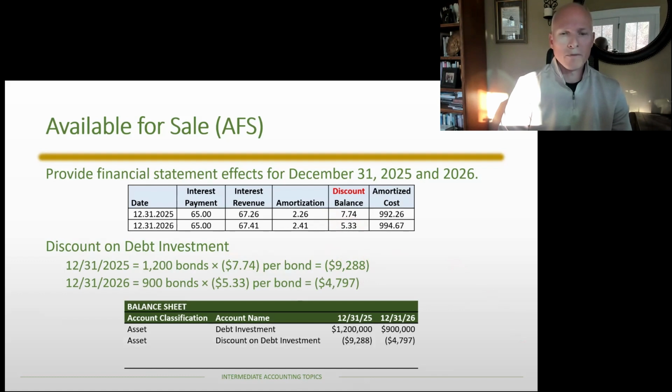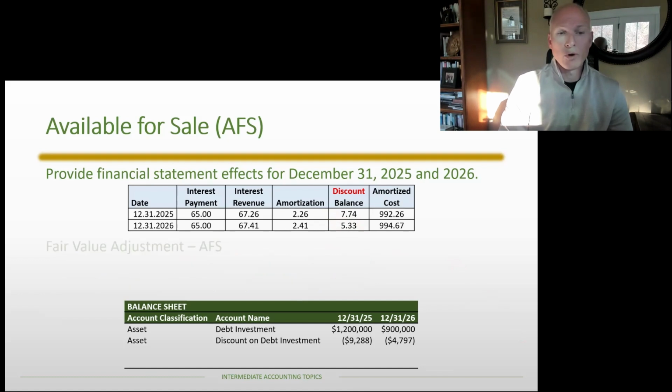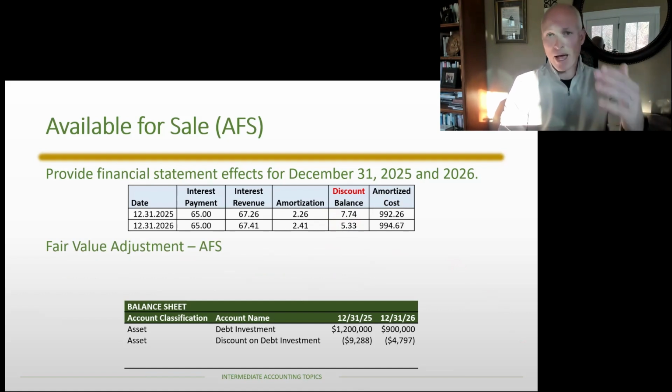And so the total amount is negative in both cases: negative 92.88 in 2025 and negative 47.97 in 2026. We still have that fair value adjustment account. If you remember, held to maturity does not have this account, but the trading securities do. And again, we're just looking at the balance in that account per bond, and we're applying that to the number of bonds that we're holding at that time.